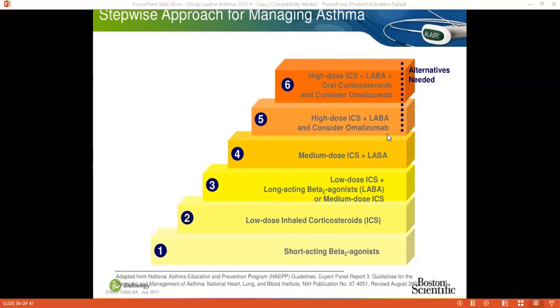Severe bronchial asthma can be treated by high-dose inhaled corticosteroid and long-acting beta-2 agonist, and oral corticosteroids can be added. Sometimes we have to give intravenous corticosteroids, and consider omalizumab. This is the stepped care approach. How can we manage the asthma, especially?